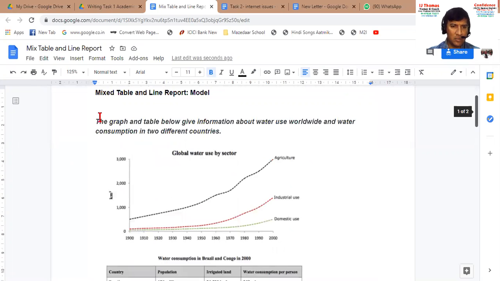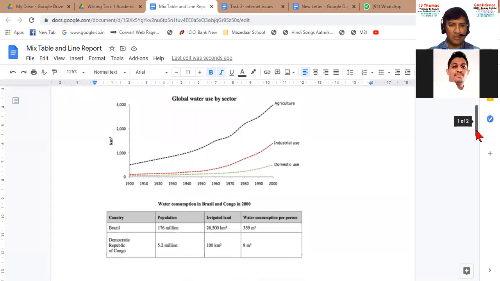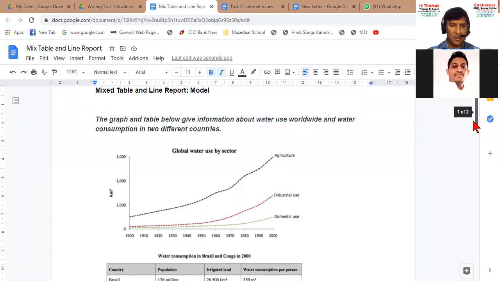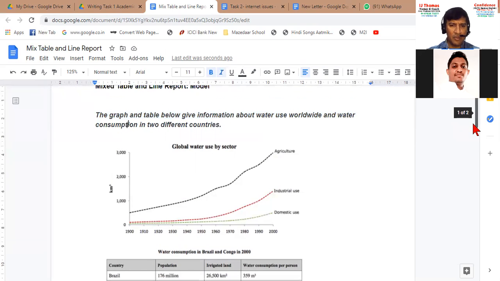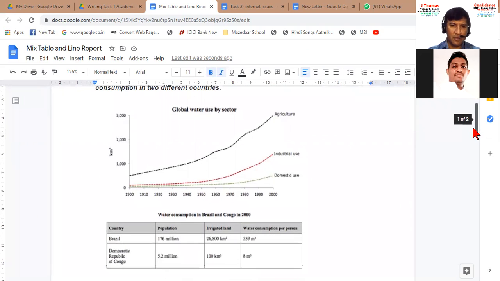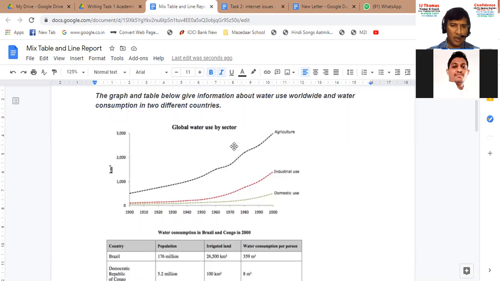Can you read this question? Yeah, sure. The graph and table below give information about water use worldwide and water consumption in two different countries. Okay. And then you have the standard. What is the standard? Do you remember what the standard line is? No. Summarize the information by selecting and reporting the main features and make comparisons where relevant. So here you have this information given. Look at it. Now, what is happening overall?